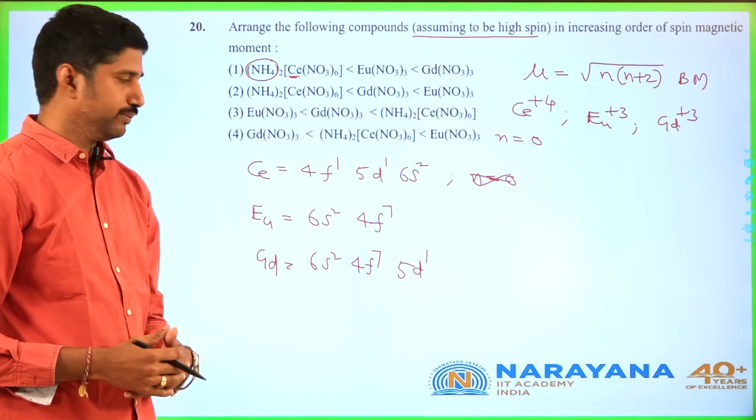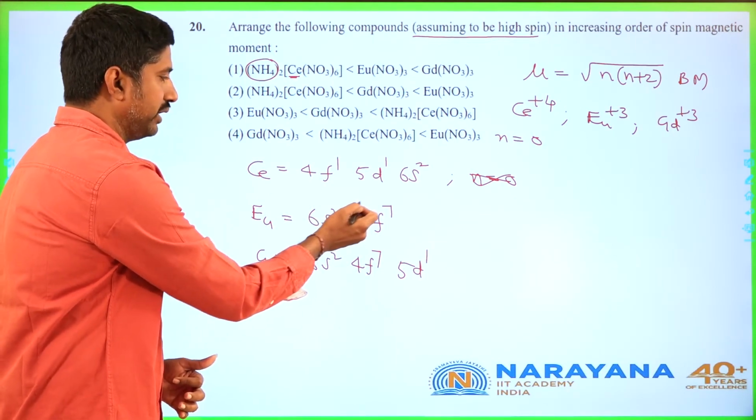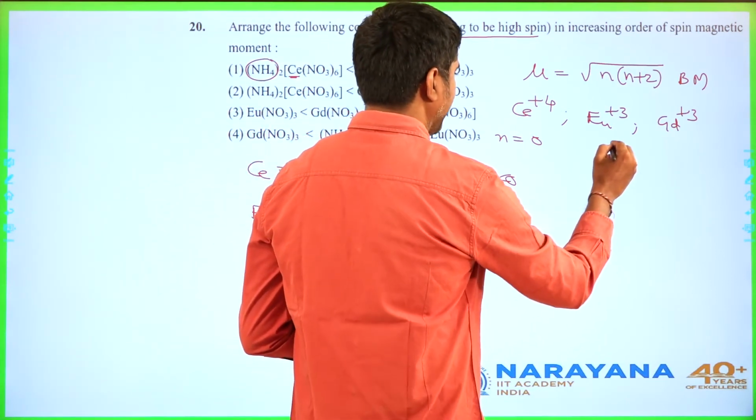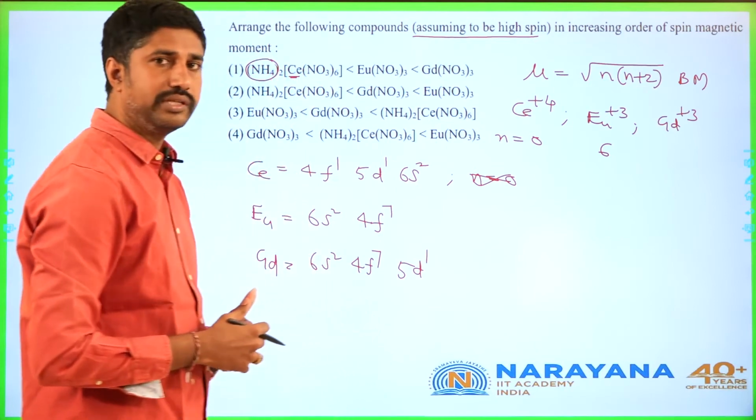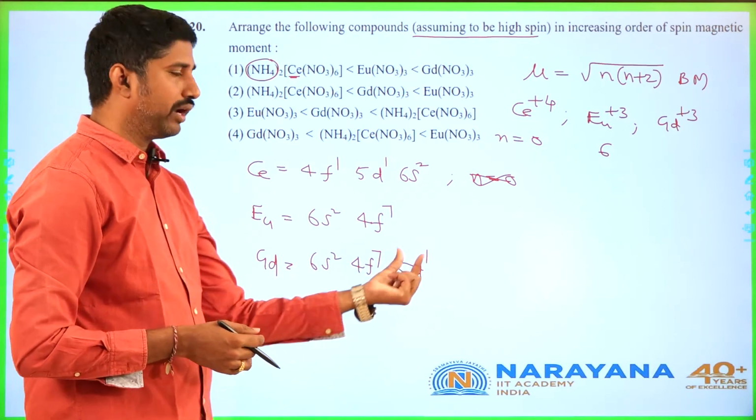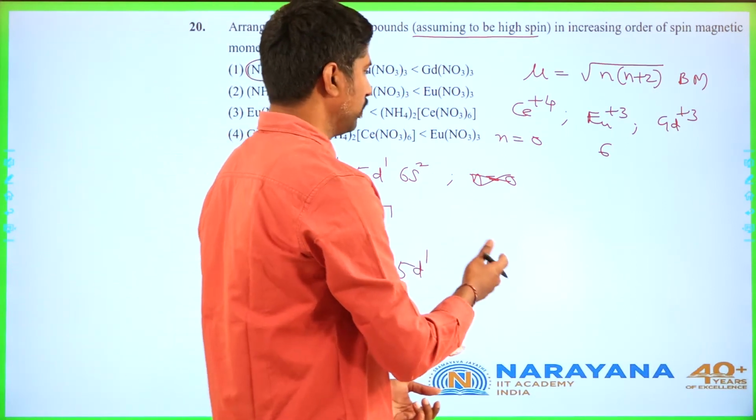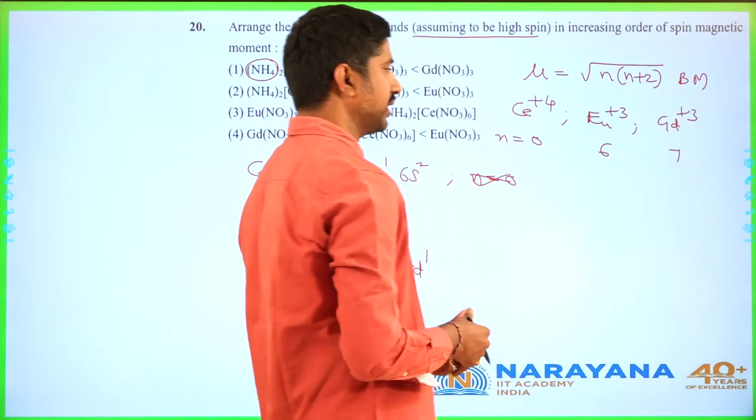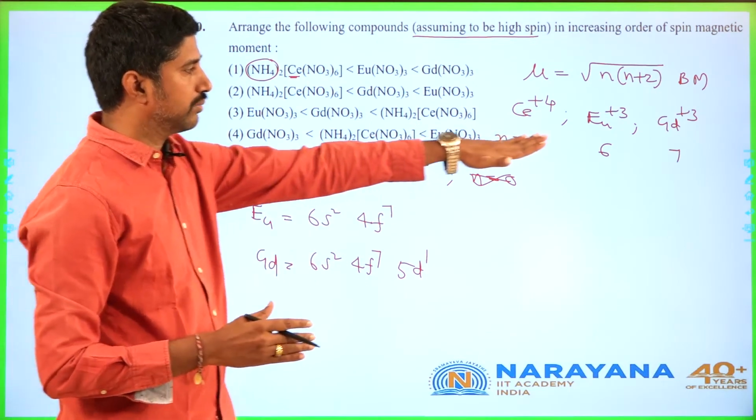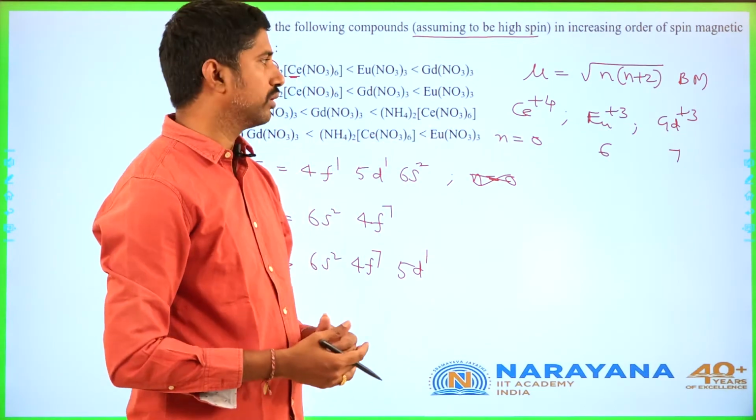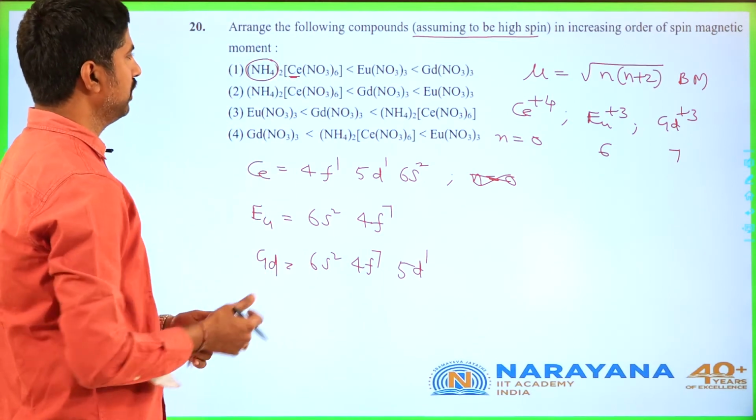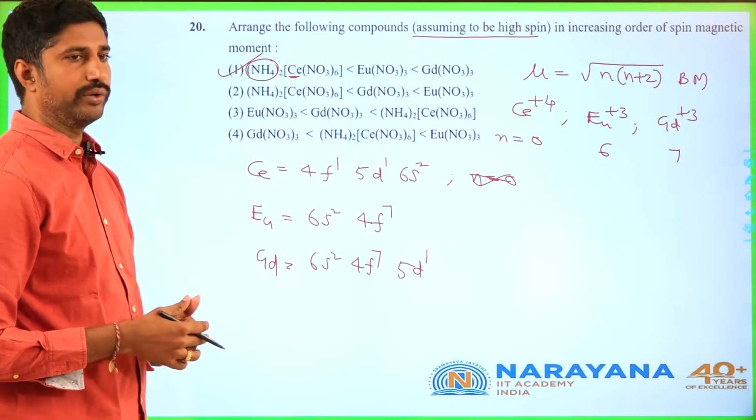Now for Eu +3, 2 electrons are removed and one more electron is removed from 4f, so you will have 4f6, and the number of unpaired electrons is 6 for europium. And for gadolinium, Gd +3, 6s2 and 5d1 are totally removed, and we have 4f7, which contains a total of 7 unpaired electrons. So the more unpaired electrons, the more spin magnetic moment, and that is the correct order: cerium, europium and gadolinium.